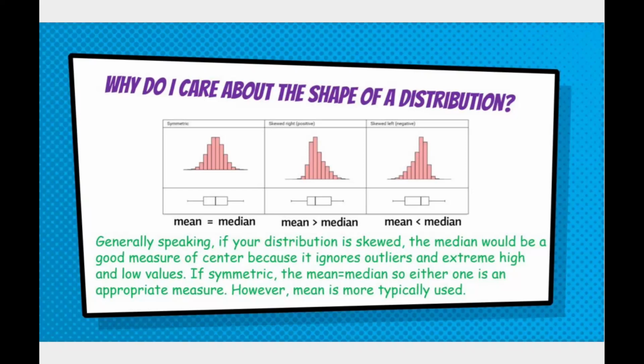Generally speaking, if your distribution is skewed, the median would be a good measure of center because it does ignore outliers, extremely high and low values. If it's symmetric, then that means that the mean equals the median, so either one is appropriate. However, mean is more typically used in that case.